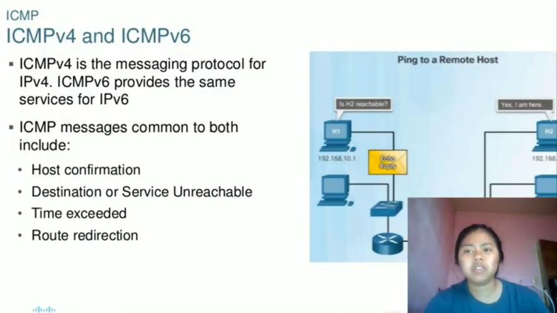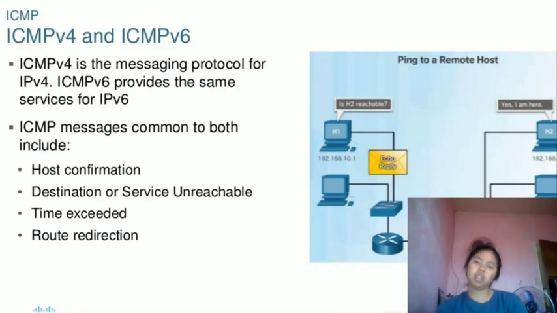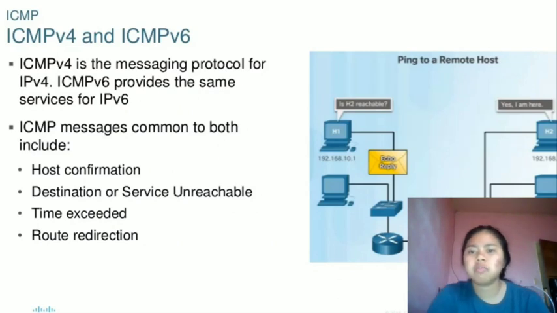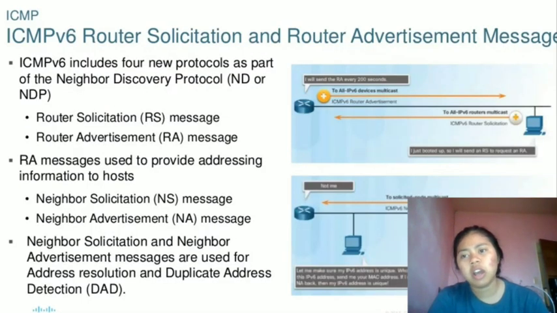Connectivity verification. ICMPv4 is the messaging protocol for IPv4, while ICMPv6 provides the same service for IPv6. ICMP message commands for both include host confirmation, destination or service unreachable, time exceeded, and route redirection. ICMPv6 router solicitation and router advertisement messages.